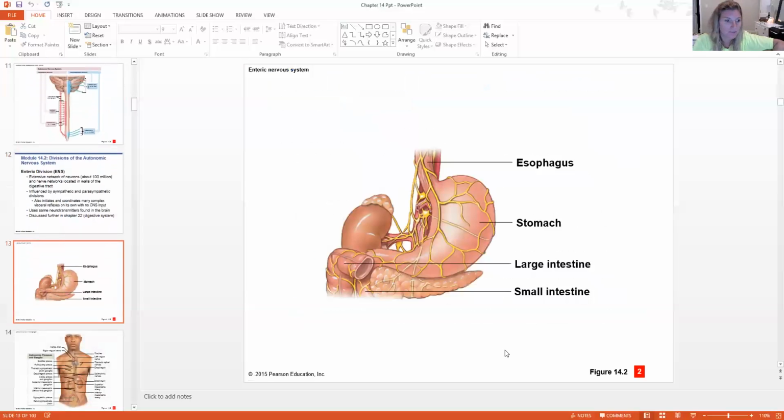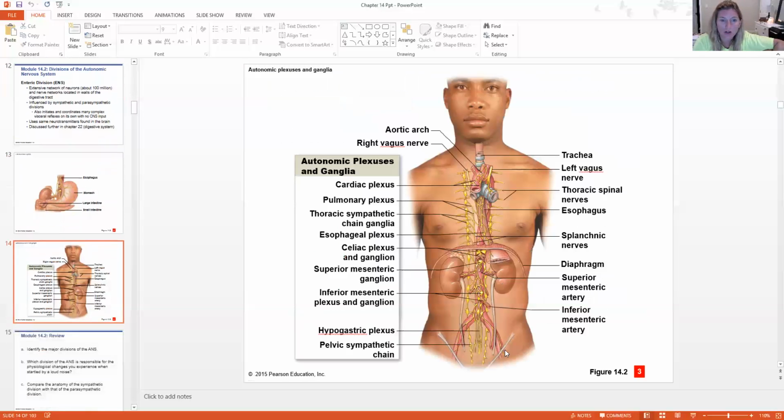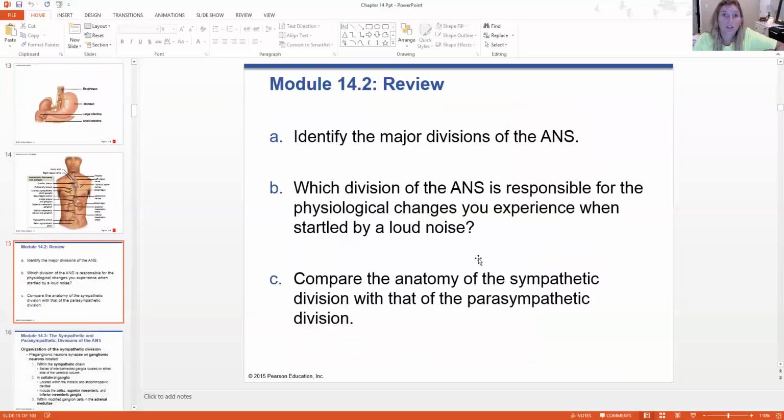There it is. Here are our autonomic plexuses and ganglia. So you can see these sympathetic chain ganglia along the sides, and some of the other inferior mesenteric ganglia and celiac ganglia, etc. You can pause the video here, go back, and review this little section.